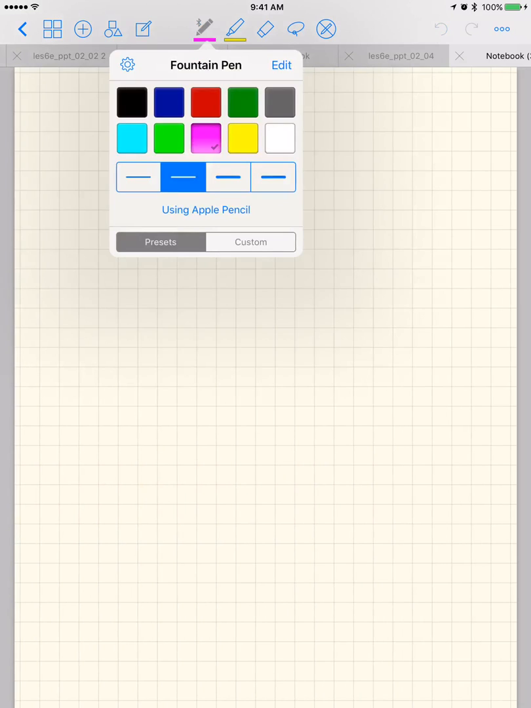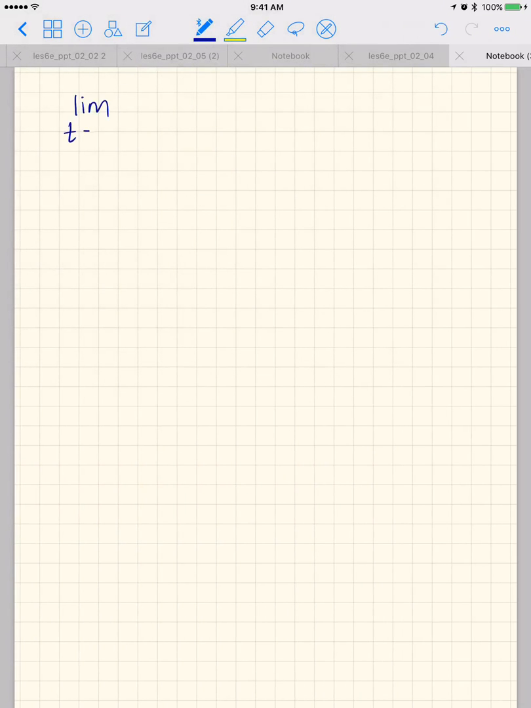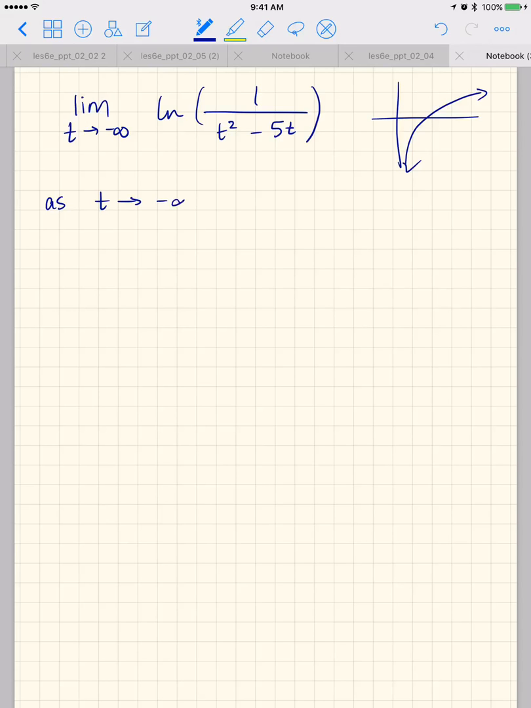Let's do another one. What about the limit as t goes to negative infinity of the natural log of 1 over t squared minus 5t? Oh, wow. Okay. So here, again, just to help myself out, I'm going to draw my picture of natural log. Okay. So as t goes to negative infinity, t squared minus 5t is going to go to plus infinity, right?